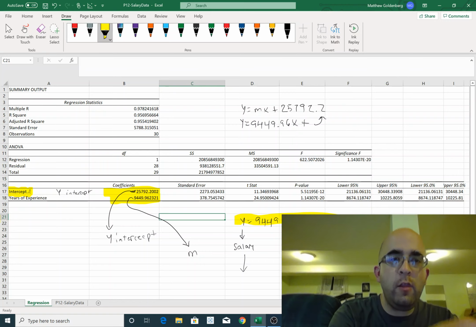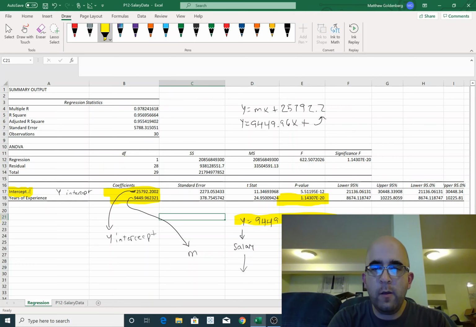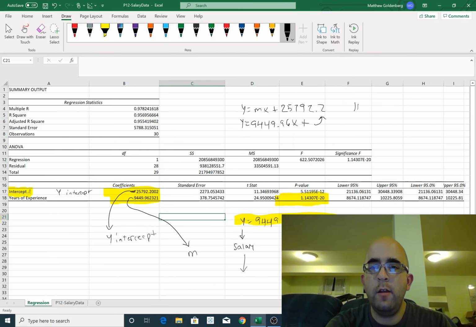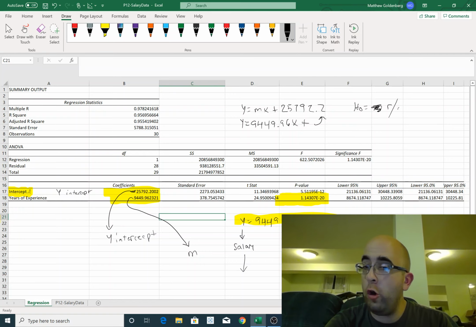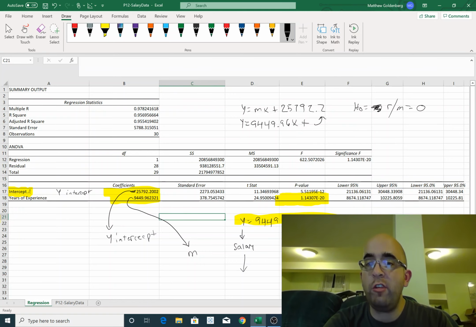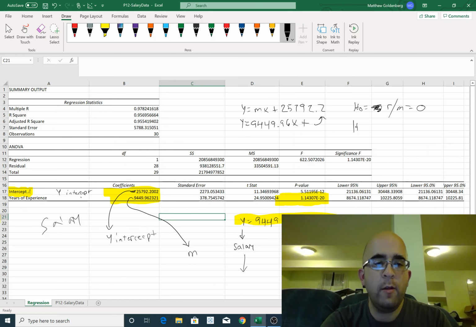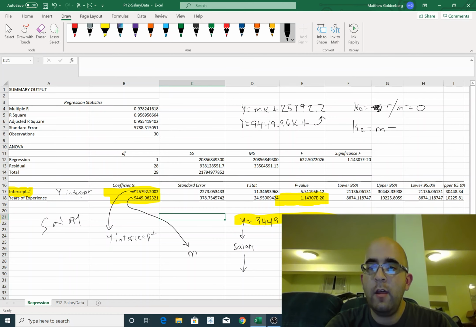So the second thing I want to draw your attention to is this p-value for years of experience. Remember, this is a slope, this is the p-value. And remember, our basic test is that our null is that there is no relationship. I'm going to try to express that a little better. That there's no R or slope, or slope is equal to 0. There is no relationship between years of experience and salary. Now, H alternative is that there is a relationship, that the slope is actually significant. Slope is not equal to 0.